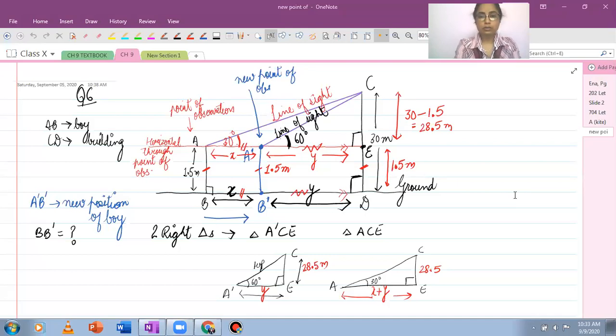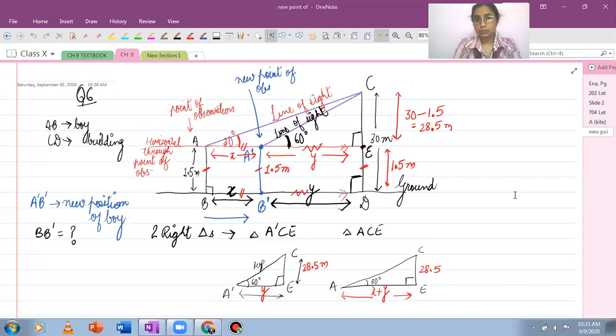So as for now, this is what we had. There was a boy who was observing a building's top, and the angle was 30 degrees initially at point A, where his eyes are. So the angle of elevation is formed. And then later he walks towards the building, covers some distance.